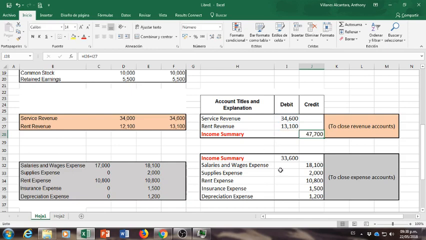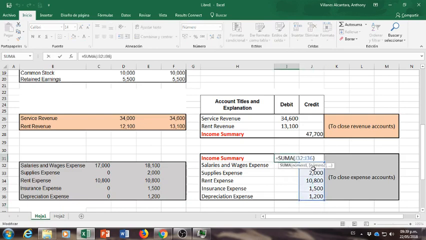Second, we will credit the expenses and then we will debit income summary. Okay, I am copying the amounts. Income summary is the sum of these five quantities.